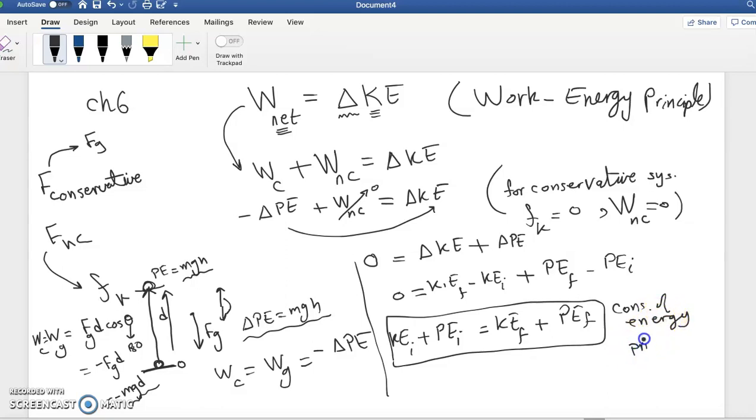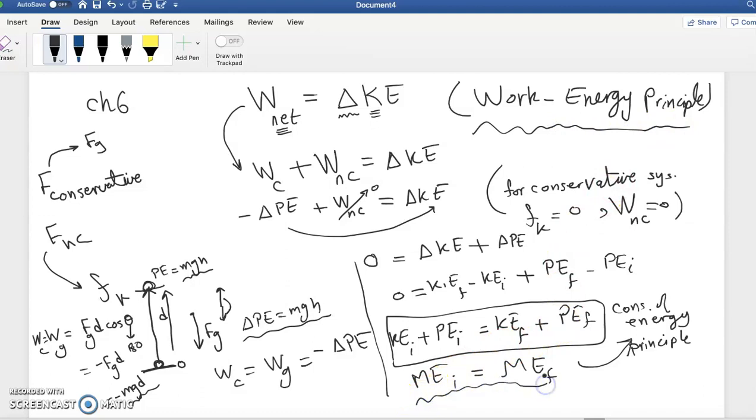The principle is that energy will not be lost, neither created, but it will transfer from one form to another. You remember when we say mechanical energy at any point is equal to mechanical energy at another point. This is the conservation of energy principle, all right? So from the work energy principle, we could derive the conservation of energy principle for a conservative system.